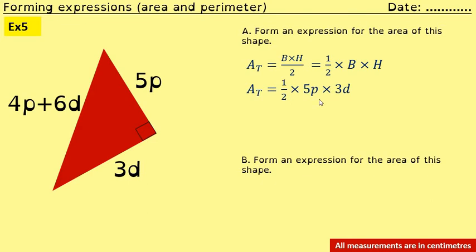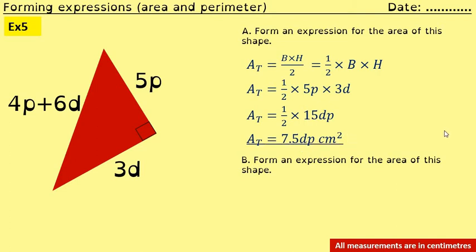So 1/2 times 5p times 3d. I'm going to leave the 1/2 till the end to do, so I get 1/2 times 15dp. Remember, my letters have to be in alphabetical order, and I remove the multiplication symbols, and then my final answer is 7.5dp centimetres squared.